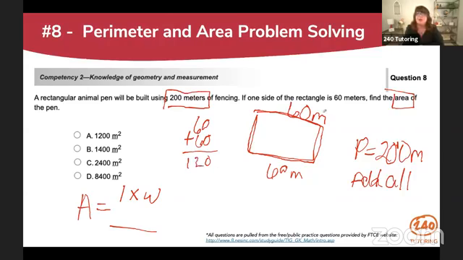120. So if I want to know these two missing sides, I can take that whole perimeter, 200 minus 120. Hopefully you know this is 80, but if you need to do the math, you absolutely can. You can even use the calculator. All right. So I know this is 80. Now that's 80 for both of these missing sides. It's not 80 each, 80 for both sides.